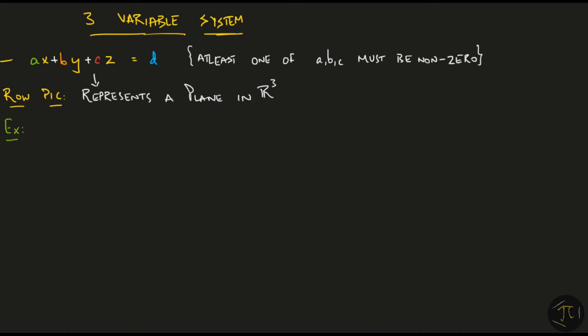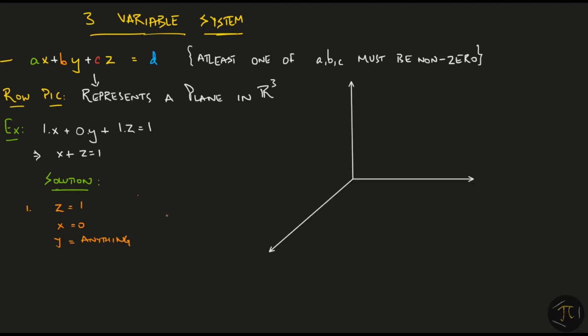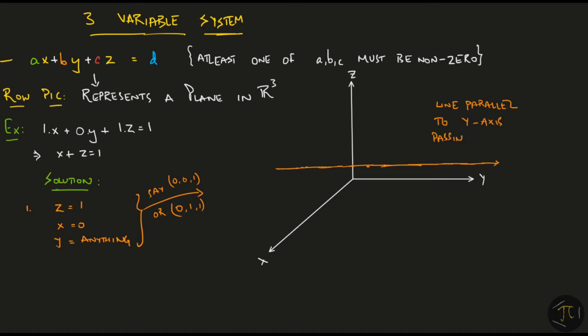Let me explain why with an example. x plus z equal to 1. One solution to the system is z equal to 1, x equal to 0, and y can be anything since it doesn't affect the equation. So y can be 0 or 1 or whatever when z is 1 and x is 0. Now if I plot these points where x and z are 0 and 1 but y is free, I will get a line parallel to the y-axis passing through (0, 0, 1).